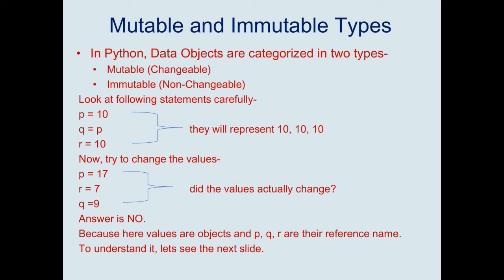So here we have assigned value 10 to the variable P. So P represents 10. Next, we have taken Q is equal to P. So the value which was initially given to the P variable is now equal to Q. So the value of Q is also equal to 10. Next, we have written R is equal to 10. So all these variables represent 10.